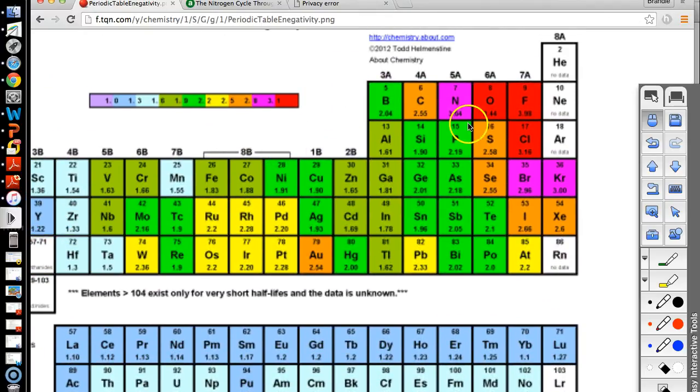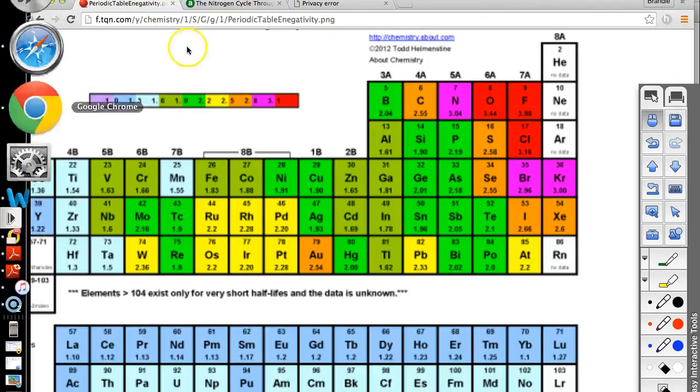So sulfur on this one is 2.58 and fluorine is 3.98. And so that's a difference of 1.4, right?